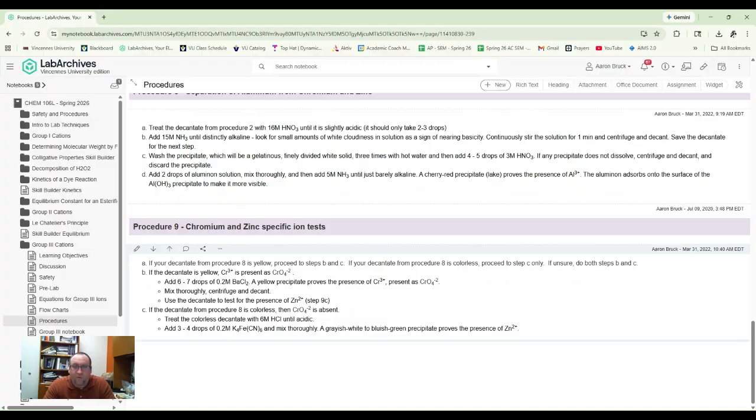So your goal for day 1 is to go through the known analysis completely. Your goal for day 2 is to go through the unknown analysis completely. So that is ultimately what you're doing. That's what you're expected to do for this particular lab.